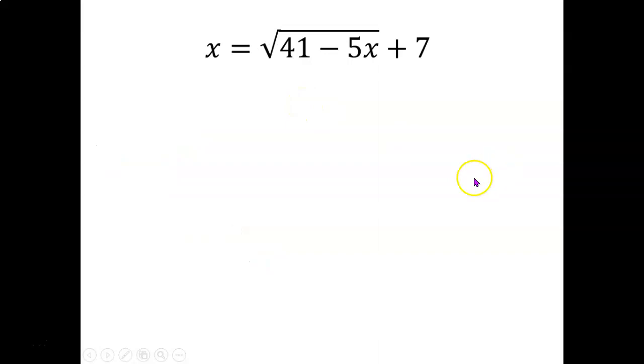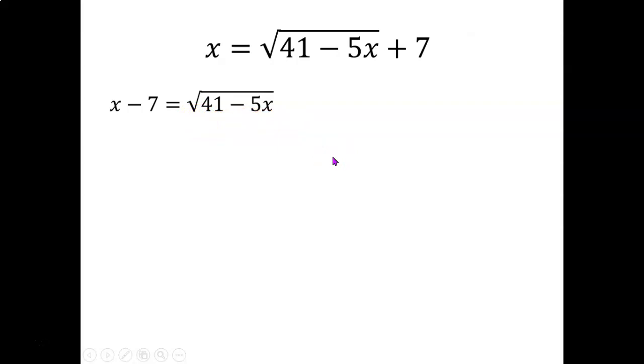Let's try this one. x equals the square root of 41 minus 5x, plus 7. Notice the plus 7 is not under the radical sign, but the 41 minus 5x is. So first thing we want to do is isolate the radical. Get it so that the radical expression has one side of the equation all to itself. That means we want to get rid of the plus 7, and we can do that by subtracting 7 on both sides. Then x minus 7 equals the square root of 41 minus 5x.